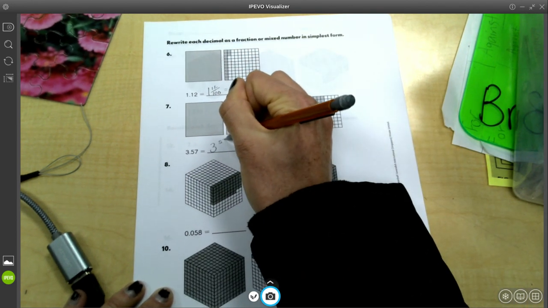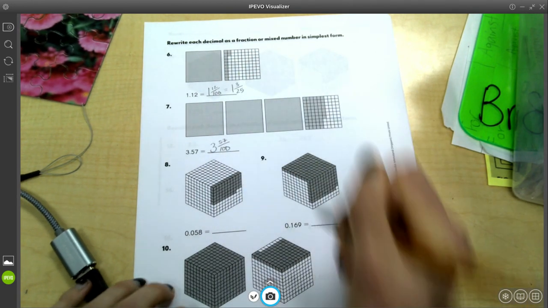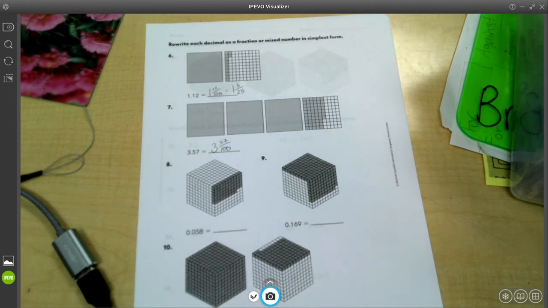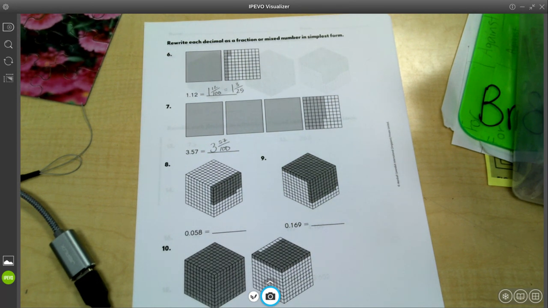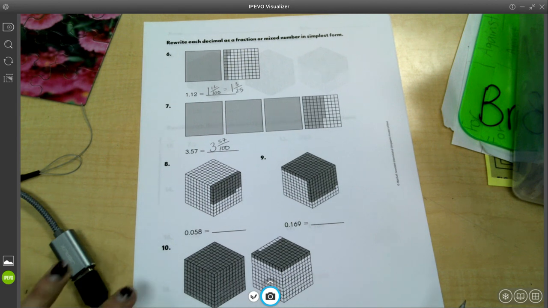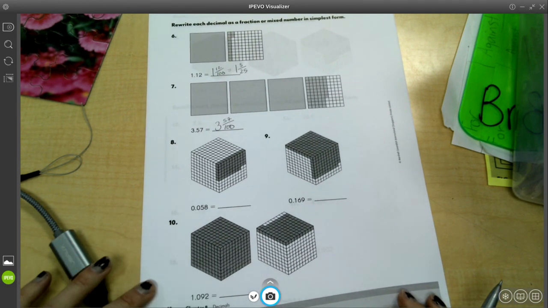All right, 3 and 57 hundredths. 57 can be divided by 3 because 5 plus 7 is 12. 12 can be divided by 3, but 100 cannot be divided by 3. So I believe that 57 hundredths is as low as we can go.